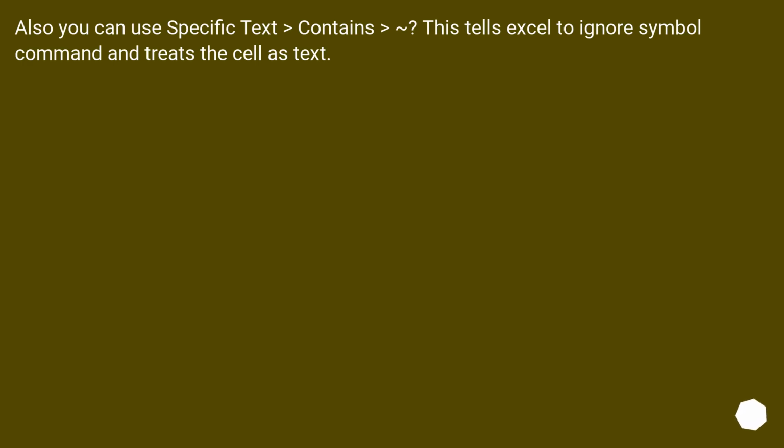Also, you can use specific text and, contains and. This tells Excel to ignore the symbol command and treat the cell as text.